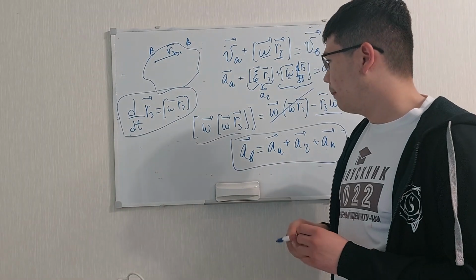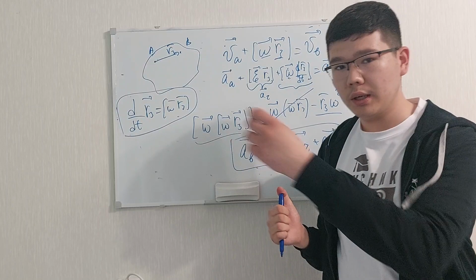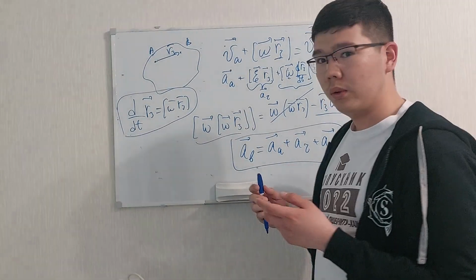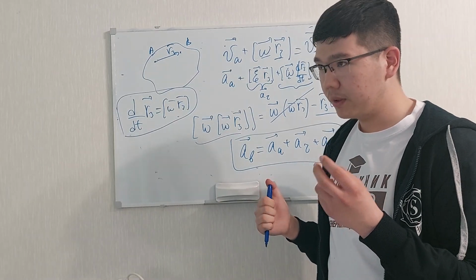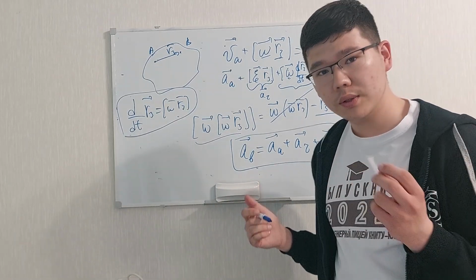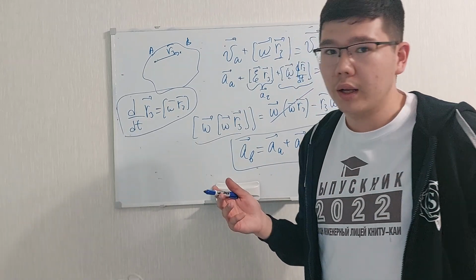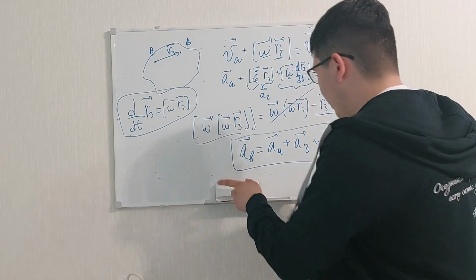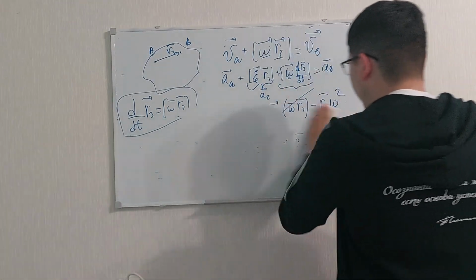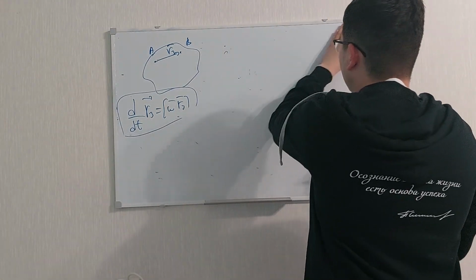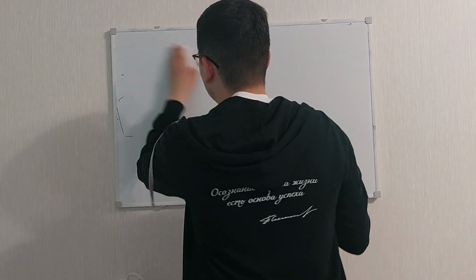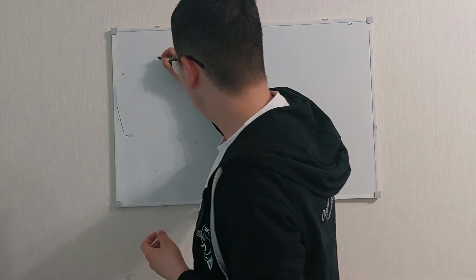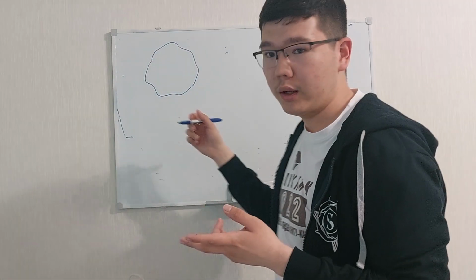Okay, the next thing we have to study about solid bodies is the fact that the angular velocity of any dot relatively to any other dot of a solid body is an invariant value. Now let's try to get this and prove it, and we will try to understand what it means, of course. So imagine we have such a solid body.